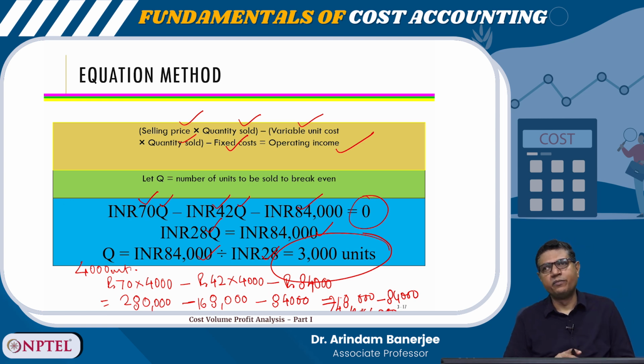So, 3000 is the break even point. At 3000, the company reaches the no profit, no loss zone. If the production and sales move up from 3000, it will be profit. If it falls below 3000, it will be loss.